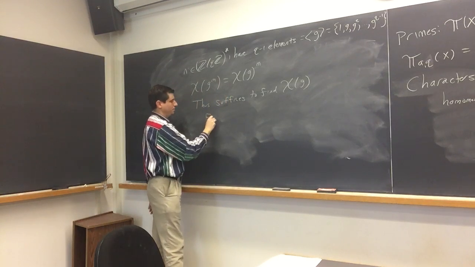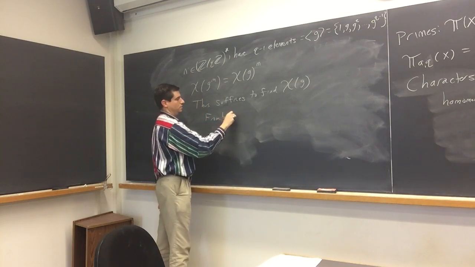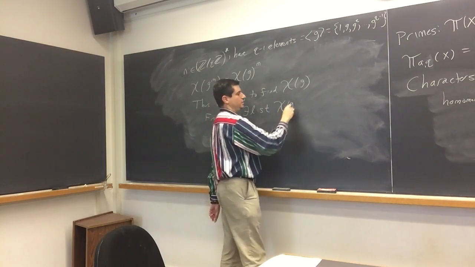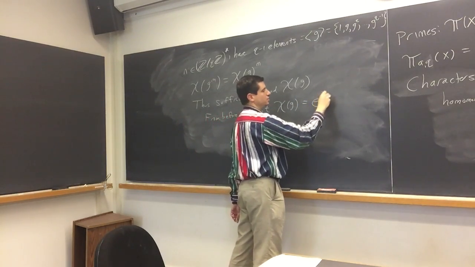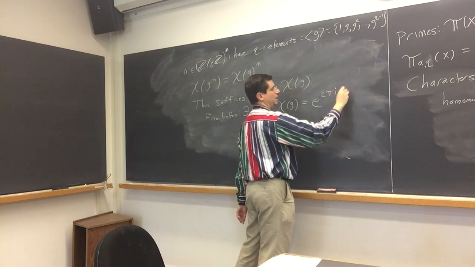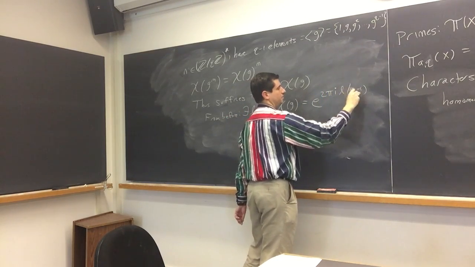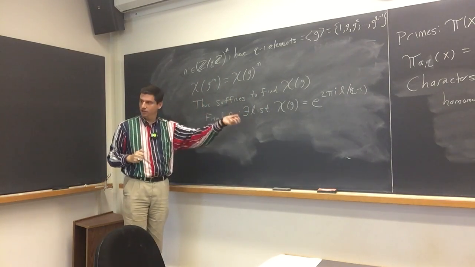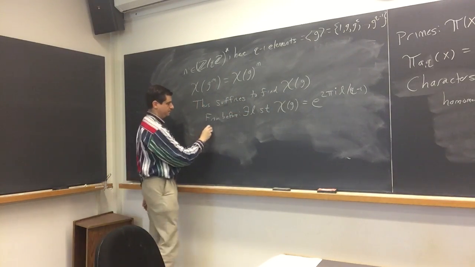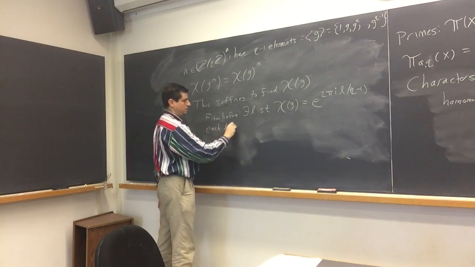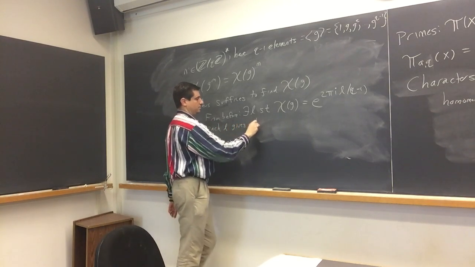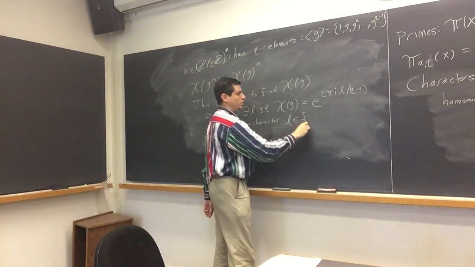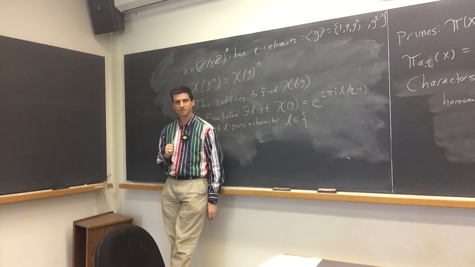And from before, there exists an L such that chi of g is going to be e to the 2 pi i L over q minus 1. And in fact, every L is going to give such a character. Each L gives a character. So where does L live? What are the possible values for L?